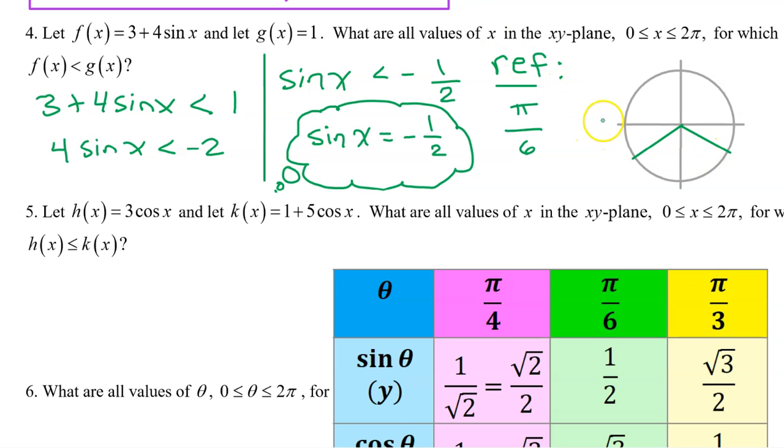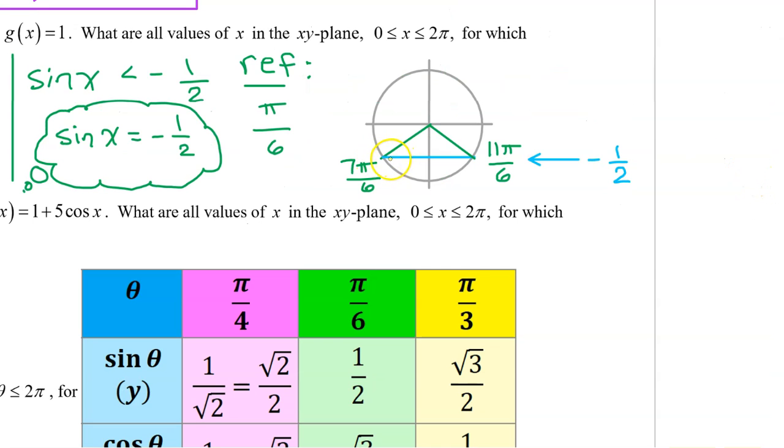We can think of pi as 6 pi over 6. So this angle in the third quadrant is 7 pi over 6. We can think of 2 pi as 12 pi over 6. So this angle in the fourth quadrant is 11 pi over 6. Sine is the y value on the unit circle, and the sine of 7 pi over 6 and 11 pi over 6 is negative 1/2. So this blue line represents a vertical displacement, or a y value, of negative 1/2.